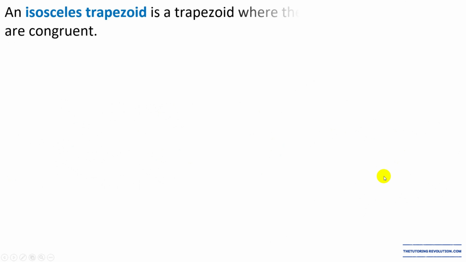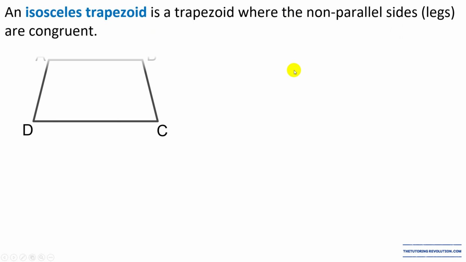Now, let's talk about an isosceles trapezoid. An isosceles trapezoid is a trapezoid where the non-parallel sides, the legs, are congruent. So right here in this trapezoid ABCD, we can see that the leg AD is congruent to the leg BC. Again, an isosceles trapezoid by definition has two legs that are congruent. Okay, these two legs are congruent.